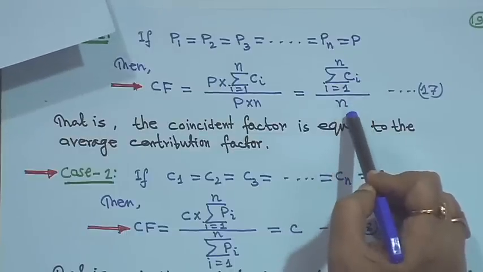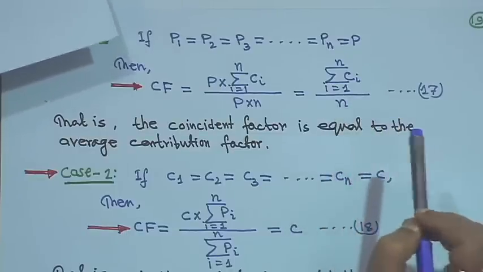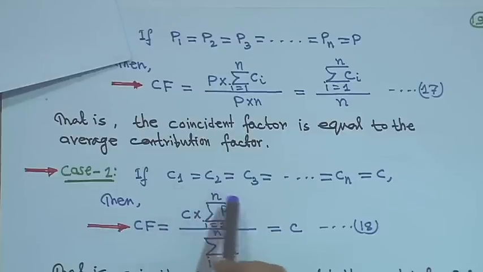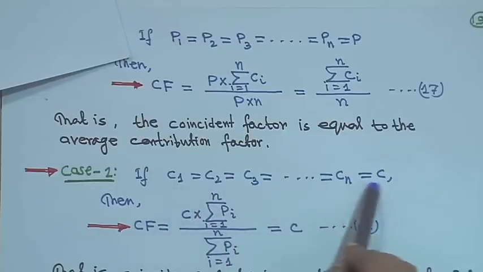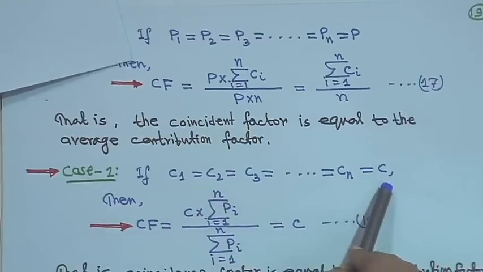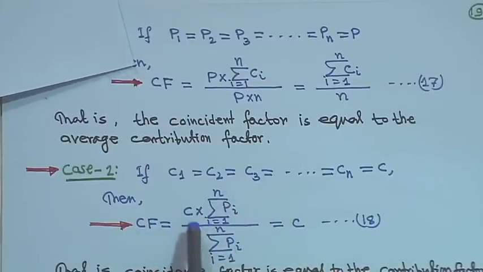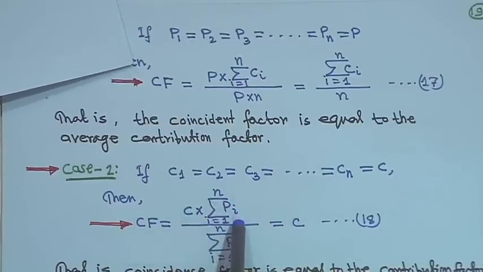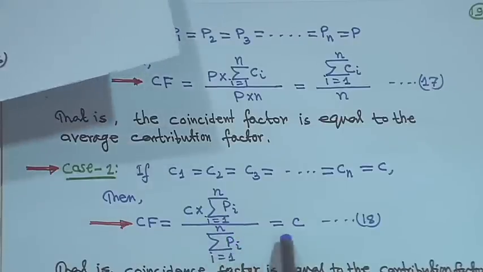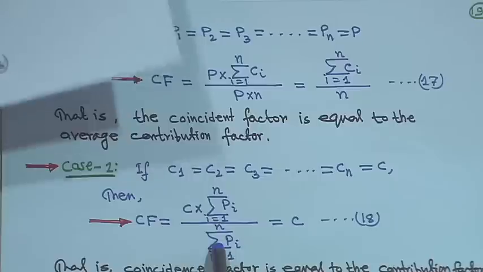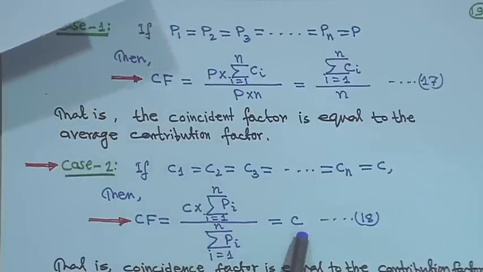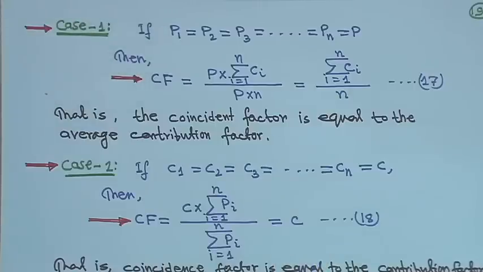So, this is the average contribution factor. Similarly, case 2: if C1 is equal to C2 is equal to C3, up to Cn, all equal to C, all the same contribution factor. In this case, Cf will be C into sigma i equals 1 to n Pi upon sigma i equals 1 to n Ti. So this term will be cancelled, and Cf will be equal to C. That is, the coincident factor is equal to the contribution factor.